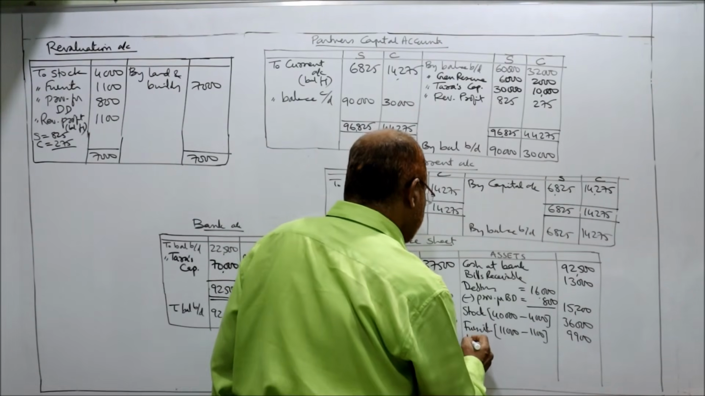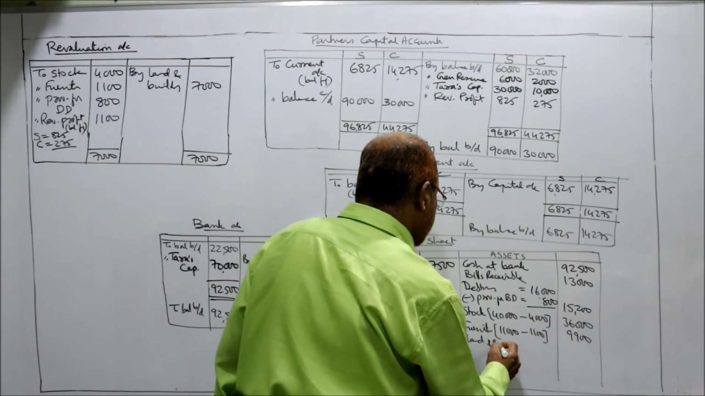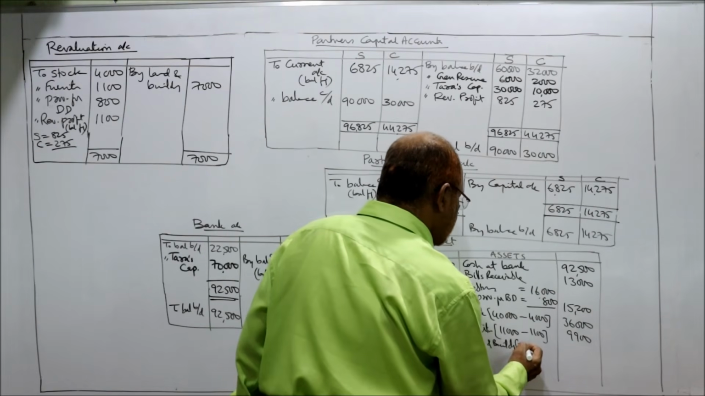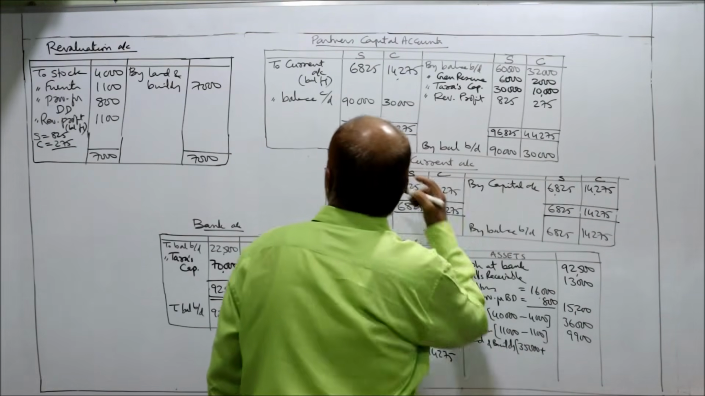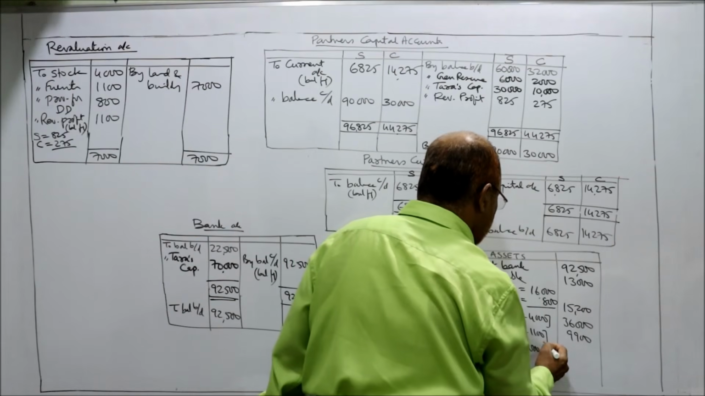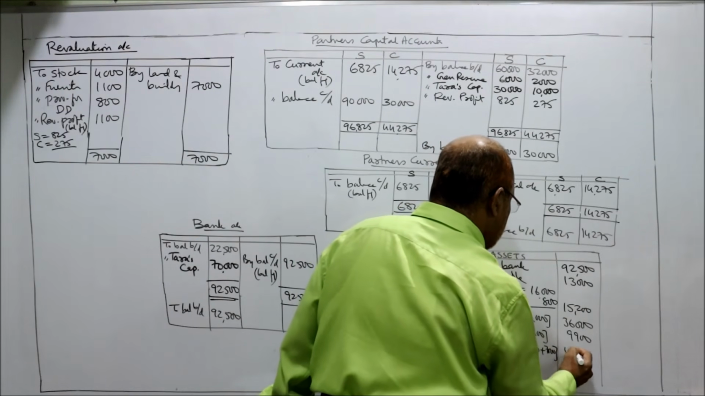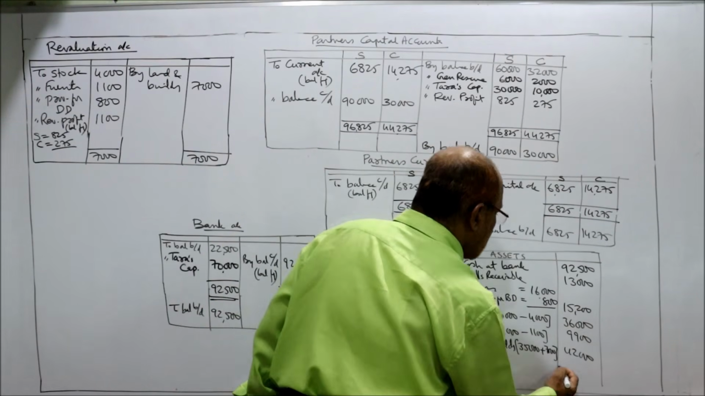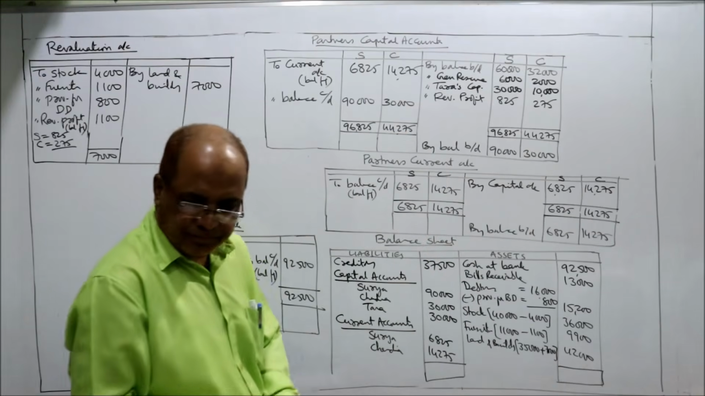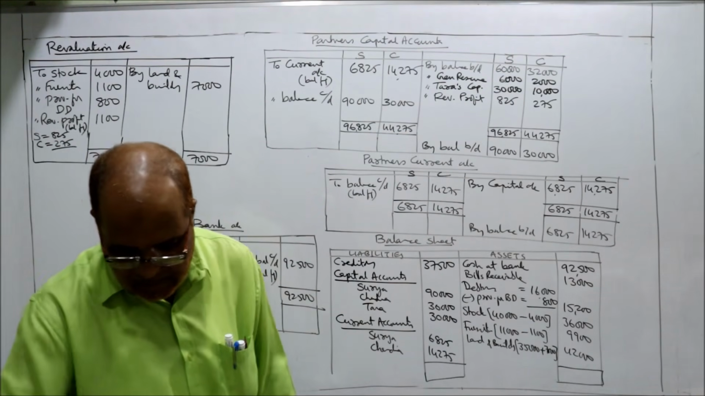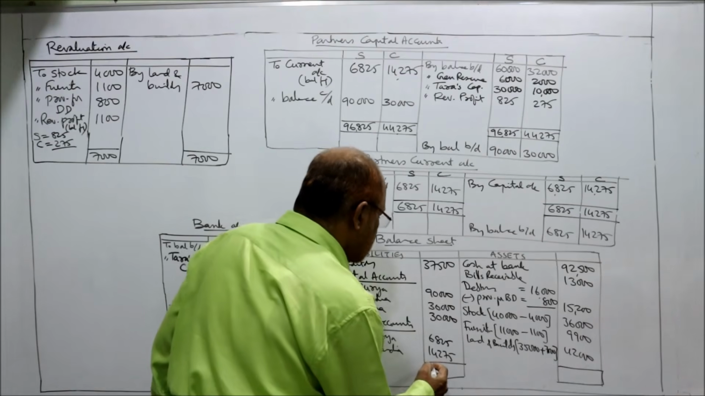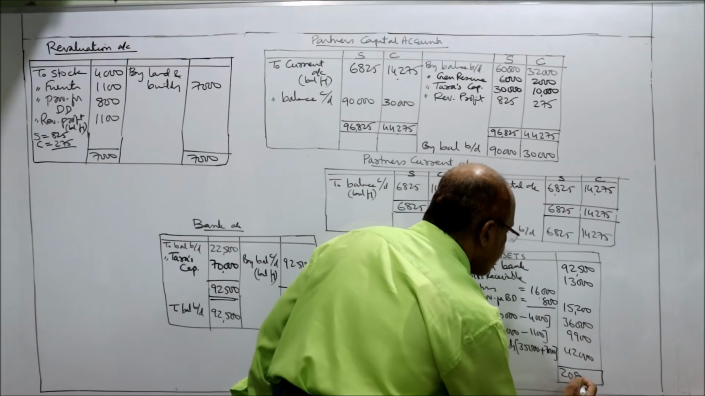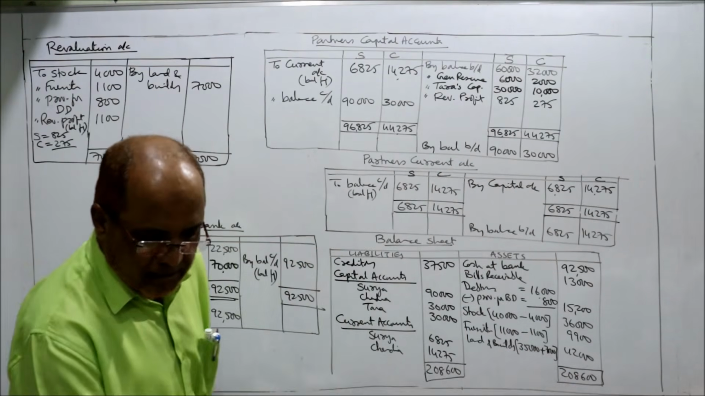Furniture, then land and building. The old value of land and building was 35,000. It is appreciated by 7,000, plus 7,000, 42,000. That's it. Now your balance sheet must tally. Balance sheet total is 2,08,600, 208,600. Both sides equal.